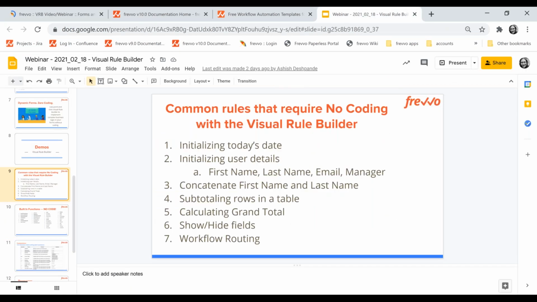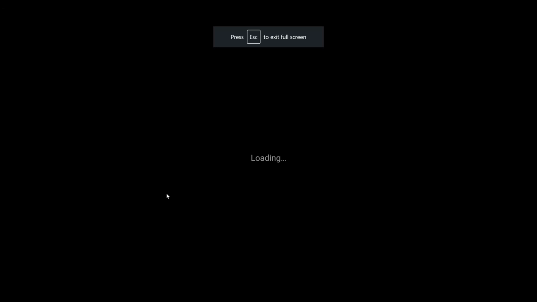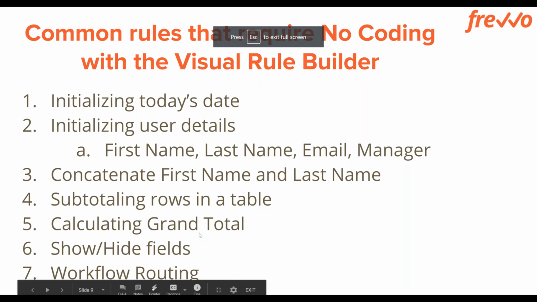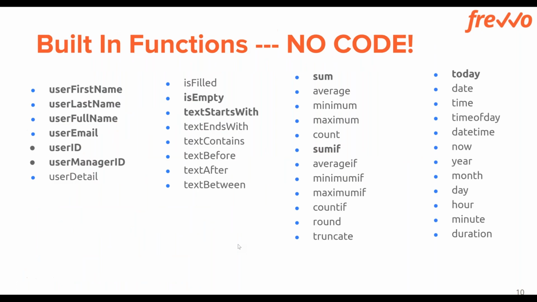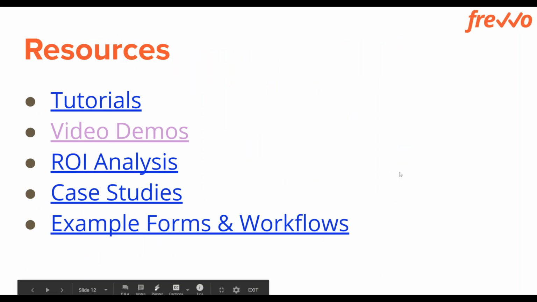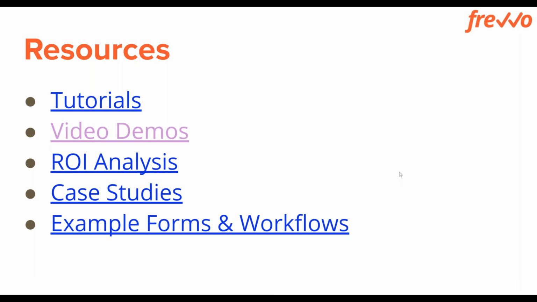So we looked at a few initialization examples, we looked at a few mathematical examples, and we looked at showing and hiding fields both on individual forms and for workflow routing. And so I just wanted to point you guys to a couple of other resources. Our documentation has several tutorials which walk you through using all the different features in Frevvo, including writing some of these types of business rules and seeing how they function in a real workflow.